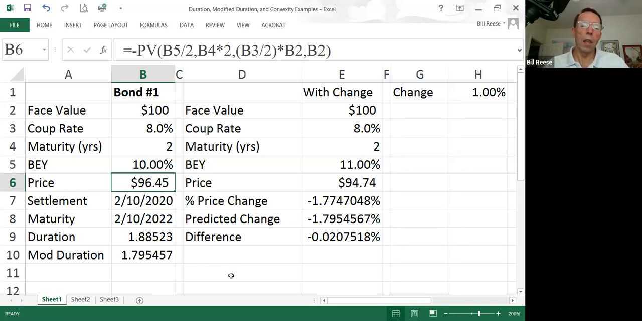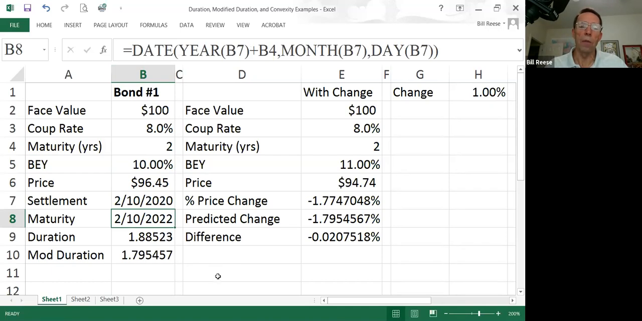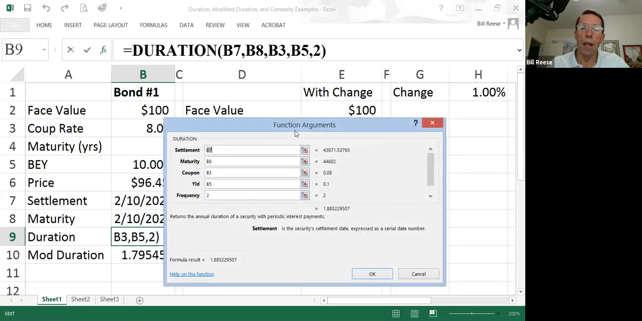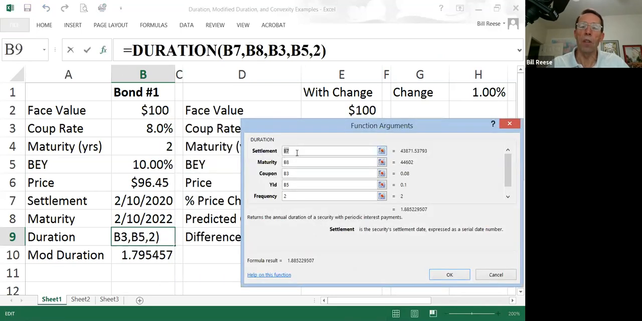Now, let's suppose that you buy this bond on February 10th of 2020. That is the settlement date. And that it matures on February 10th of 2022, exactly 2 years later. How do you find the duration? There it is right there. The duration of the bond is a function in Excel, and it's going to be found by, first of all, putting in the settlement, which is in cell B7. That's got to be a date. And remember, it's got to be in the right format for Excel, so that Excel knows that that is a date that it can convert to a number.